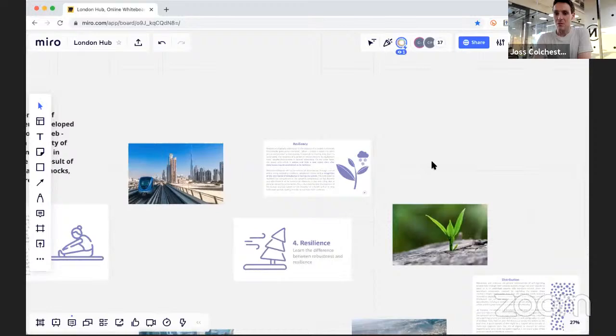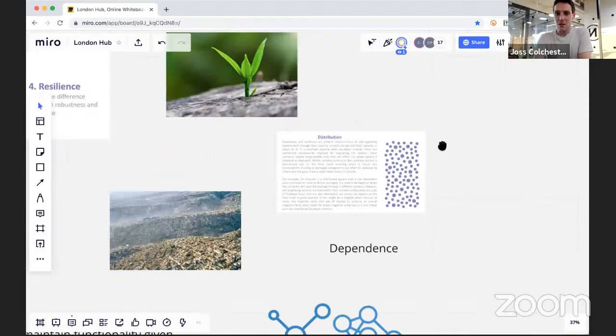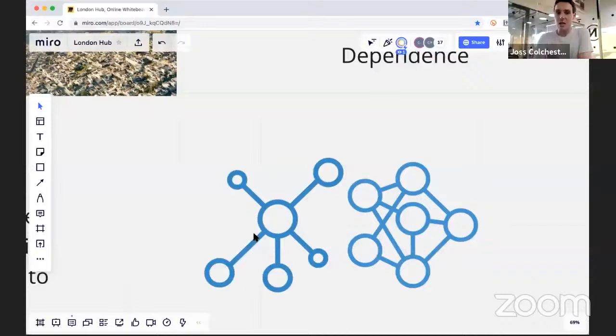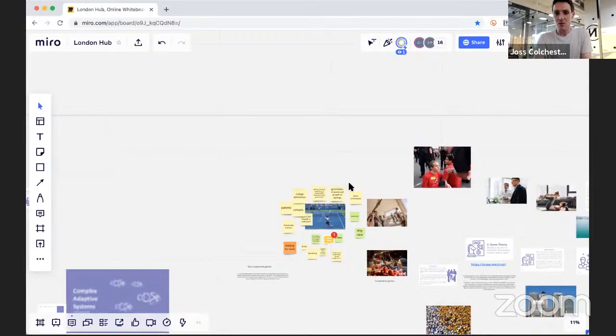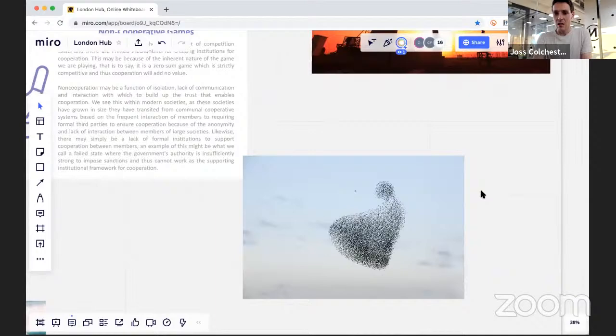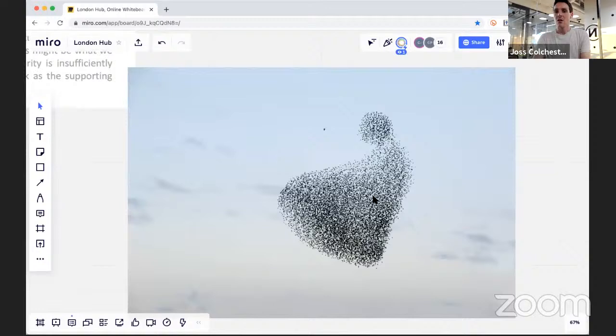A centralized system, I think I have a little network here, a centralized system like this is very vulnerable to attack, and it can be quite fragile in that it's dependent on some centralized node. Whereas these complex adaptive systems, I mean, let's take a look at that flock of birds again. That certainly looks very resilient. Where was it? Over here. Look at this. If we damage one part of that, we know what's going to happen. It's going to adapt. It's going to respond. It doesn't need one part of itself, right?